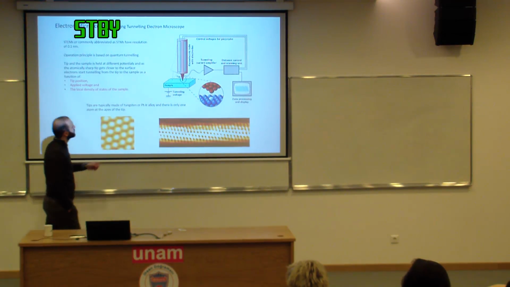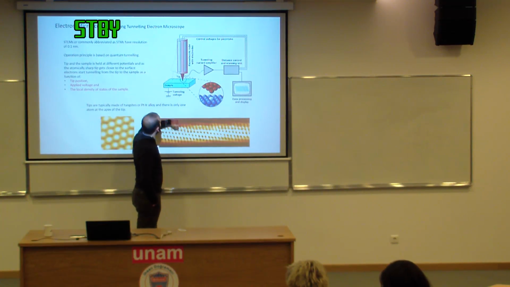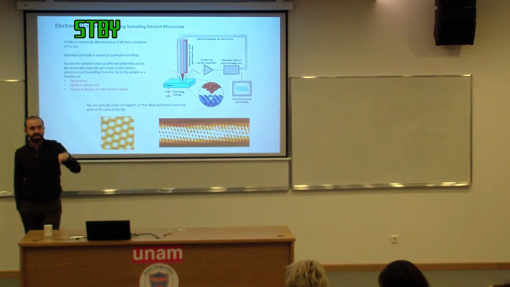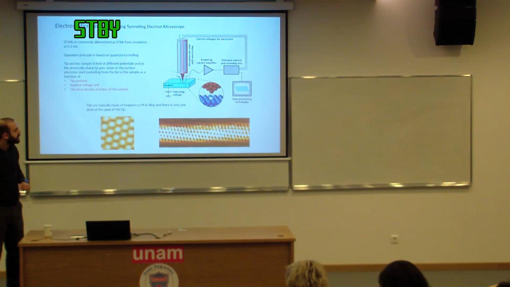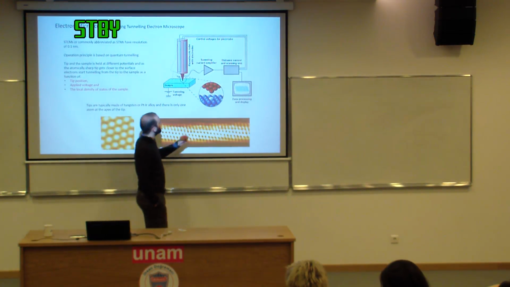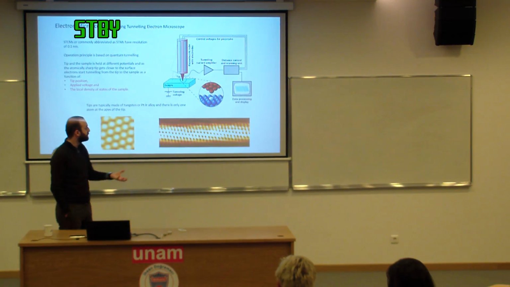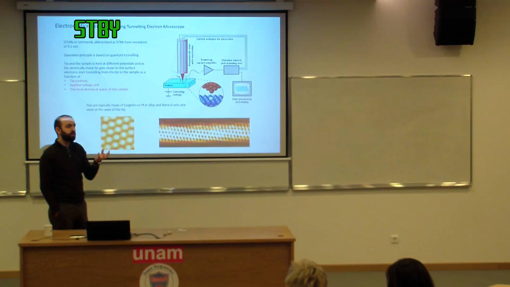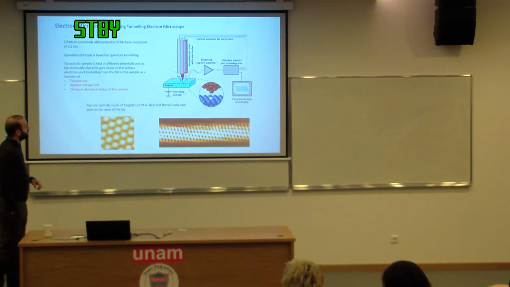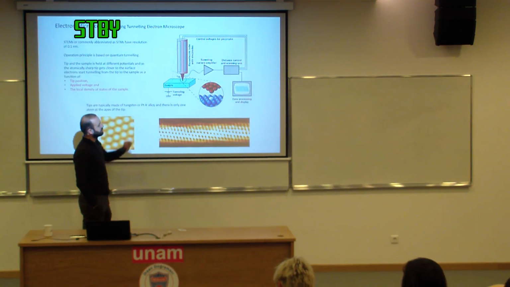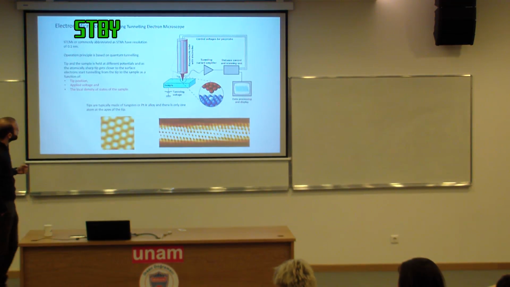what happens is you have your sample. It's under bias with respect to the tip. And then you have an extremely sharp tip. It's much sharper than the AFM tips. Indeed, at the apex of the tip, you have one or two atoms, it's that sharp. AFM tips are much more dull compared to this. And tips are typically made of tungsten, platinum, iridium alloys, and again, they're very sharp.